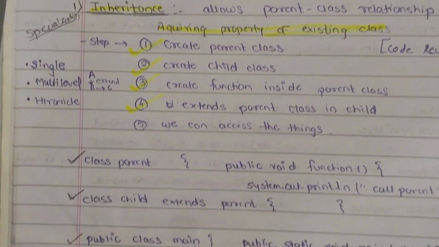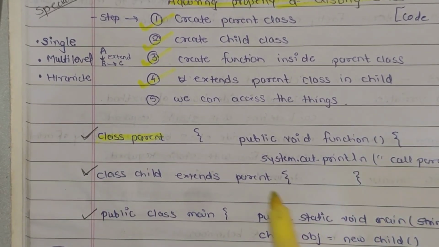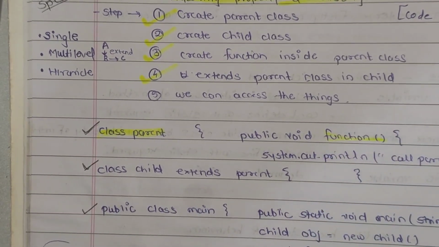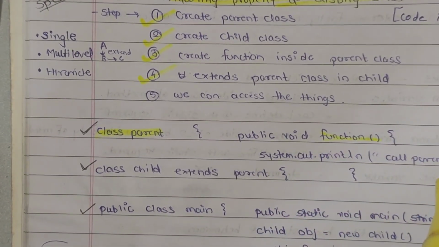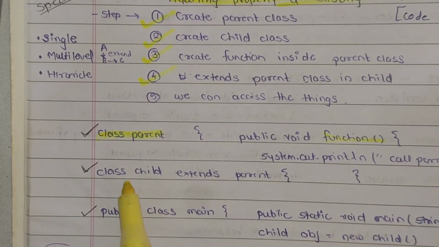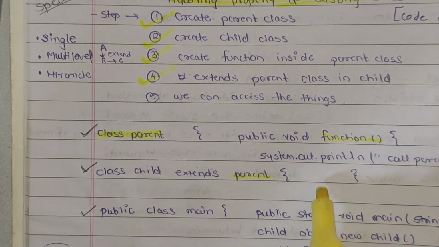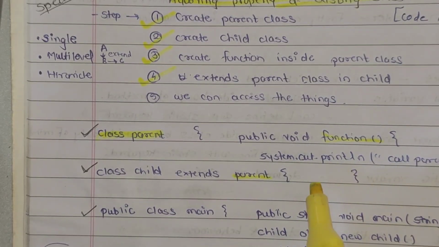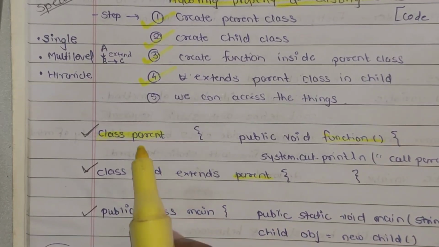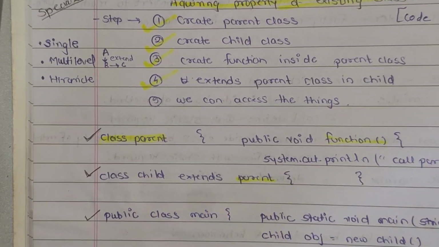So let's go with an example. Suppose I create one parent class called parent. Inside that I create one function, public void function. Inside that I create one print statement, which just prints call parent. Inside the same file we create one child class and extend it with the parent class. Inside this child class we didn't provide any signature or print statement. So what will happen? All the properties of the parent class, this statement, will be inherited in the child class.